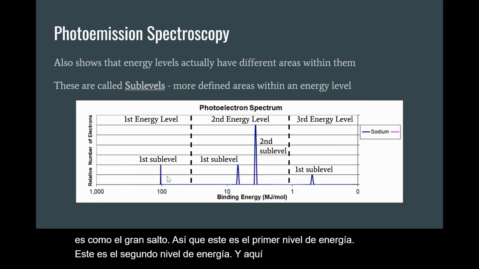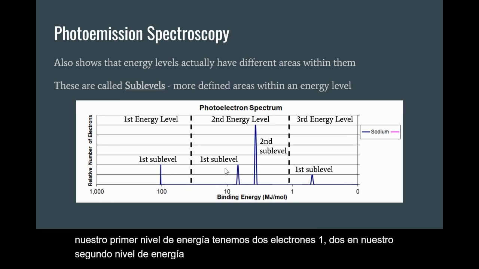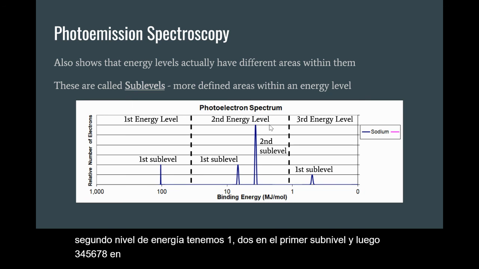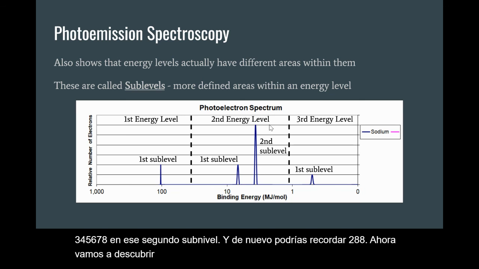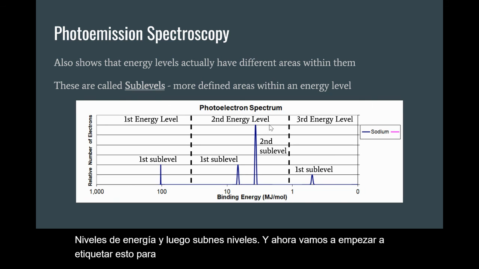And in our first energy level, we have 2 electrons, 1, 2. In our second energy level, we have 1, 2 in the first sublevel, and then 3, 4, 5, 6, 7, 8 in that second sublevel. And again, you might remember 2, 8, 8. Now we're going to find that it's not quite that simple, but this is the evidence that we see for energy levels and then sublevels. And now we're going to start labeling these so we can start communicating where these electrons are.